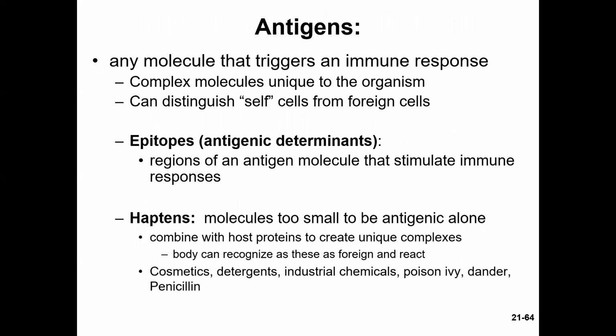Antigens are any molecule that triggers an immune response. These complex molecules are unique to the organism. They can distinguish self cells from foreign cells. Epitopes are antigenic determinants. These are regions of an antigen molecule that stimulate immune responses. Haptens are molecules too small to be antigenic alone. They combine with host proteins to create unique complexes. The body can recognize these as foreign and react. Cosmetics, detergents, industrial chemicals, poison ivy, dander, and penicillin are under this category.